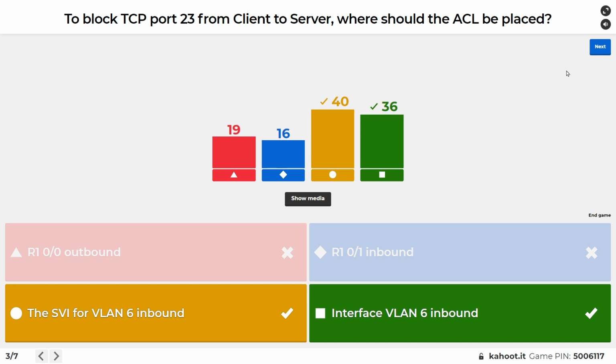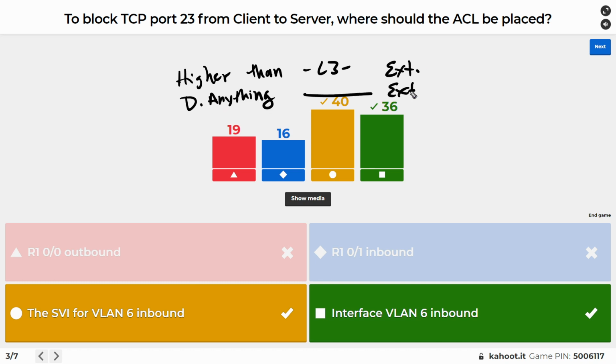All right, and someone's asking, would it be a standard or an extended ACL? And that's a good reminder to discuss that. If we're trying to block anything higher than layer 3, it's going to require an extended access control list. If we're ever trying to match on the destination anything, that's also going to be an extended ACL.